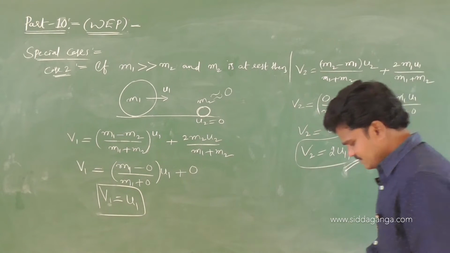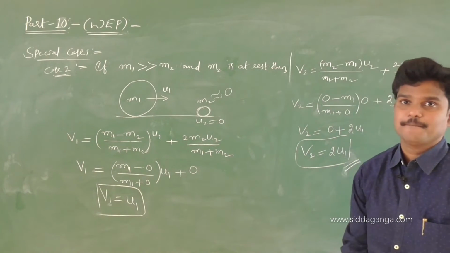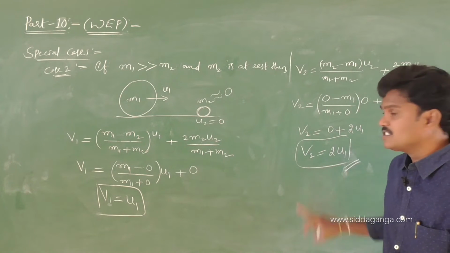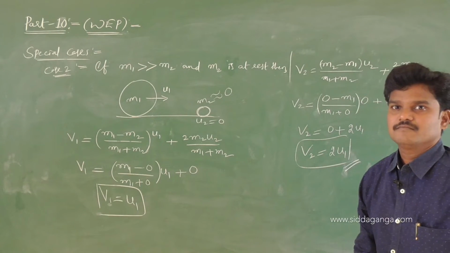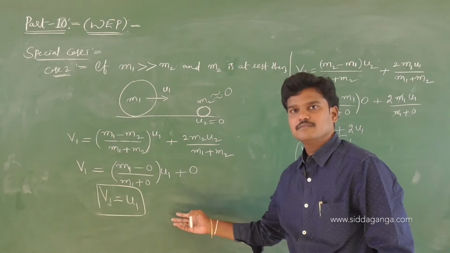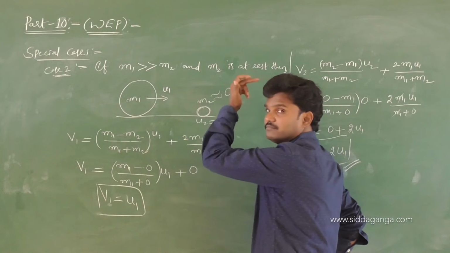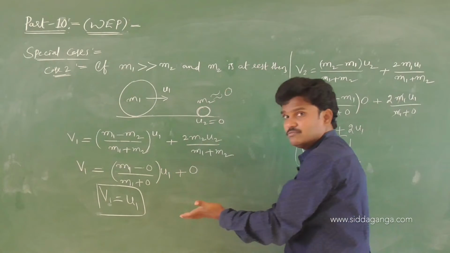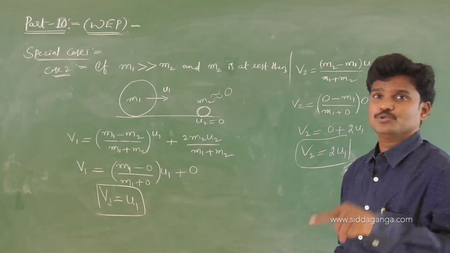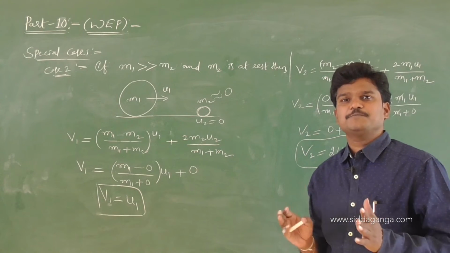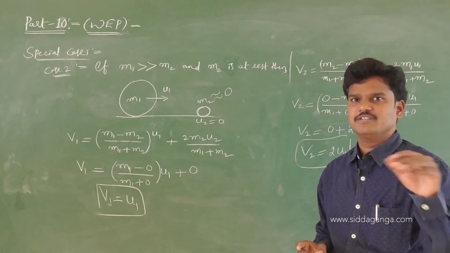See, what is v1, what is v2? v1 is the velocity of the first particle after the collision. v2 is the velocity of the second particle after the collision. What about the velocity of the first particle after the collision? It does not change. v1 is equal to u1. That means after the collision this body also moves with the same speed in the same direction. If I got negative, it would move in the opposite direction. But what am I getting now? v1 is equal to u1, which means the first particle moves with the same speed after the collision. The speed of the first particle remains the same before and after the collision.